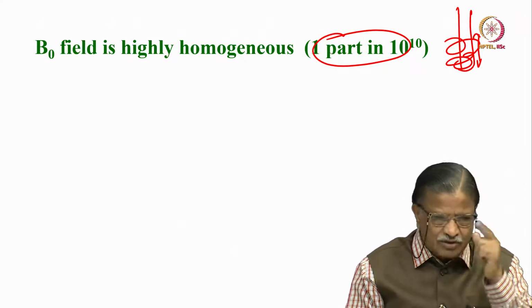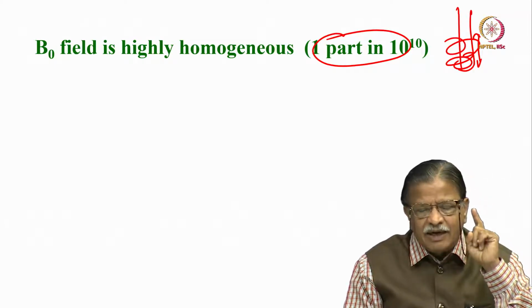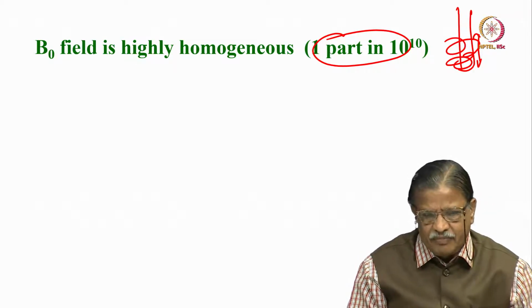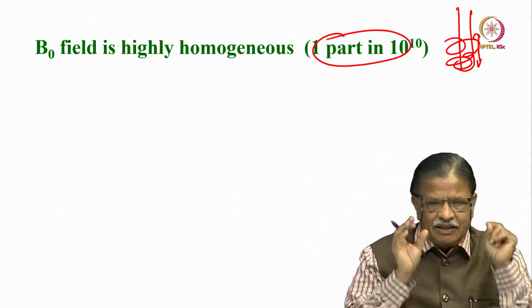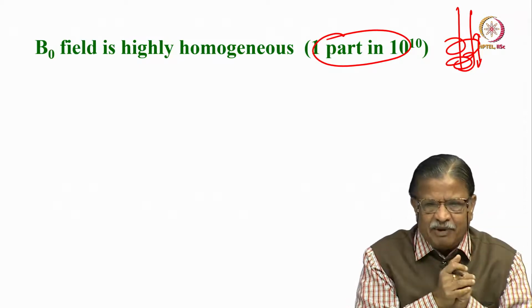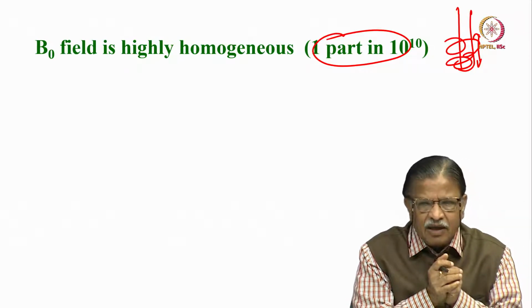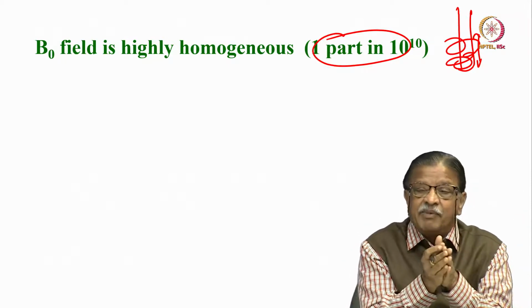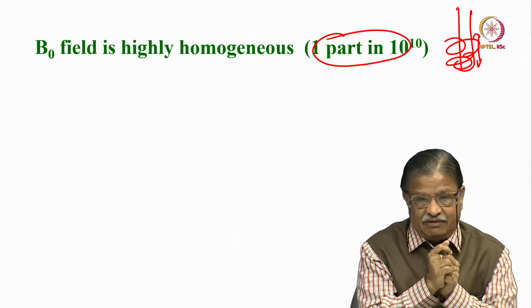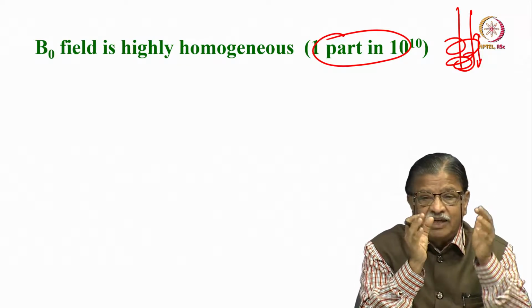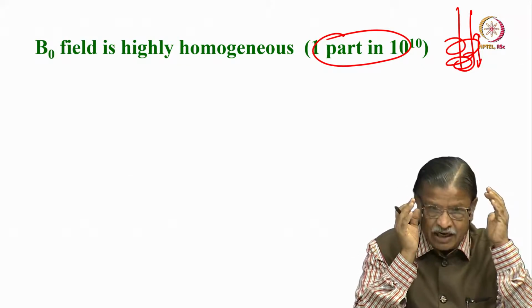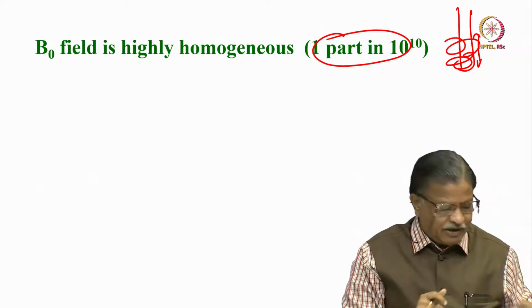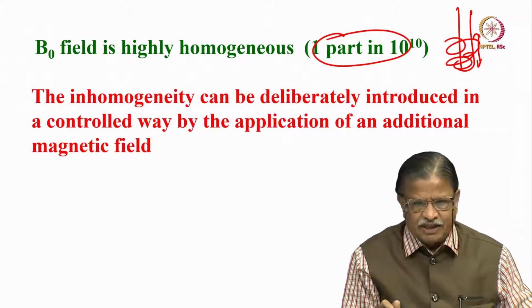And the homogeneity is so high, it is 1 part in 10 to the power of 10. That means in a 300 or 500 or 800 megahertz spectrometer, I must be able to distinguish any two frequencies that are separated by even 0.1 hertz or less. That is the homogeneity resolution we get, for which such a highly homogeneous magnetic field is required. So, the B naught field is highly homogeneous.